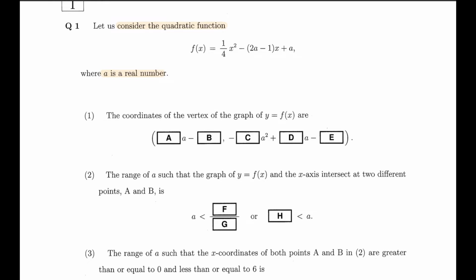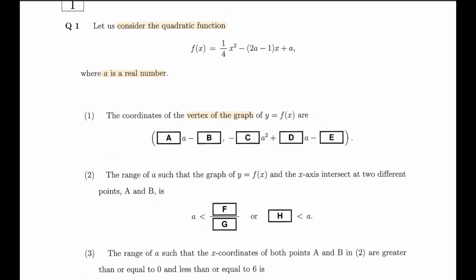Pertanyaan yang pertama, the coordinates of the vertex of the graph are bla bla bla. Jadi kita ditanya koordinat dari vertex of the graph. Vertex ini adalah titik puncak atau biasa kita sebut sebagai stationary point.